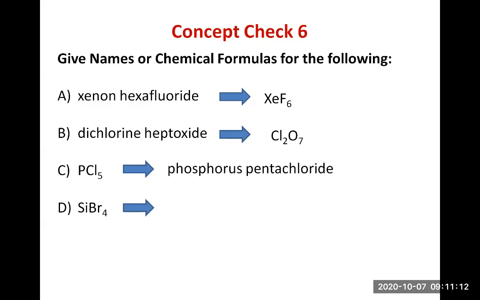SiBr4. Si is silicon. There is only one, so it's going to be just silicon. Br4, there is 4 bromide, so 4 is tetra. So silicon tetrabromide. Br is bromine and it becomes bromide. So silicon tetrabromide.